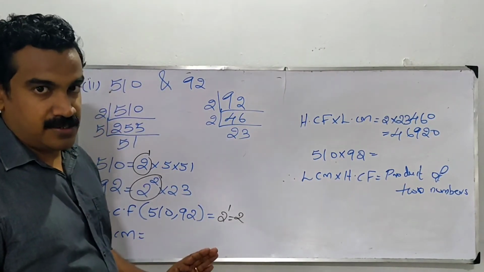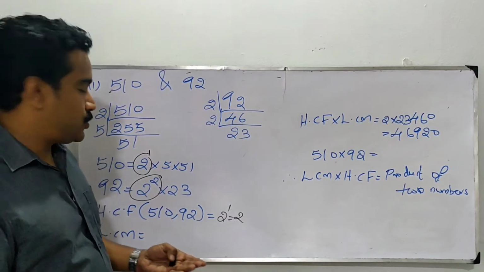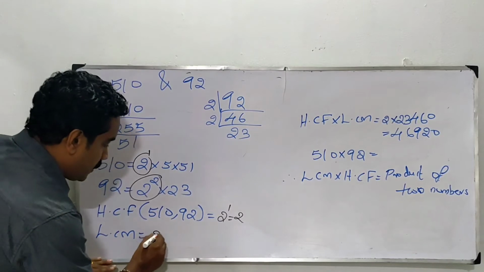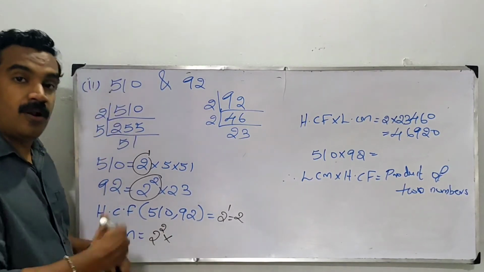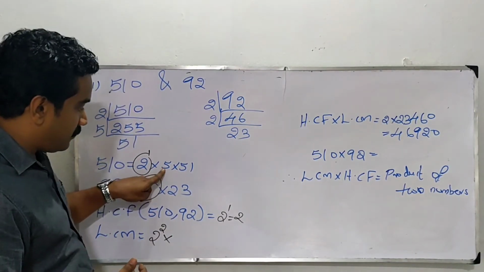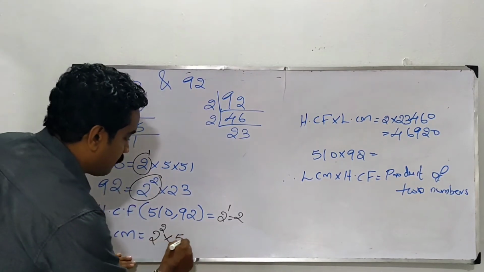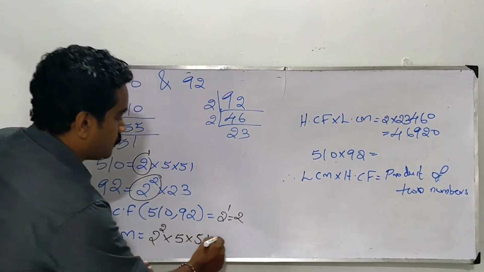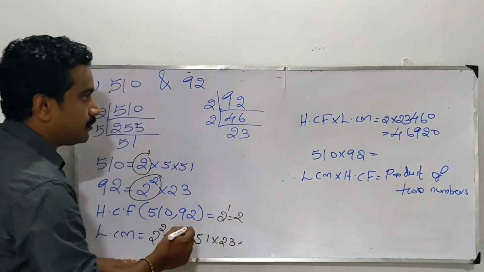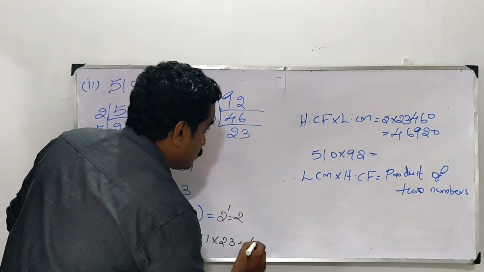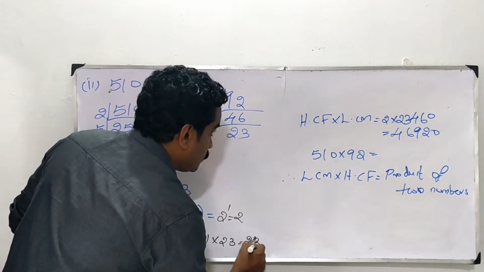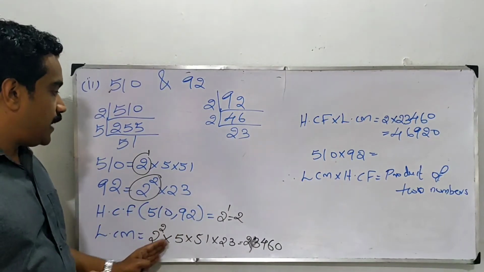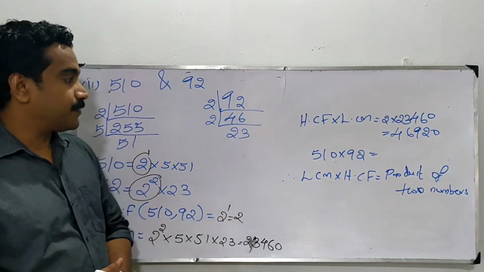And we are taking the LCM. In LCM we are taking the common highest power. The common is 2 and the highest power is 2 square. So we are taking 2 square. Then we are taking all the non-common numbers, which is 5. 5 is not common. So we are considering 5. Then we are considering the 51 and we are considering this 23 also. What is the product of all these numbers? The product is 23460. So HCF is 2 and LCM is 23460.